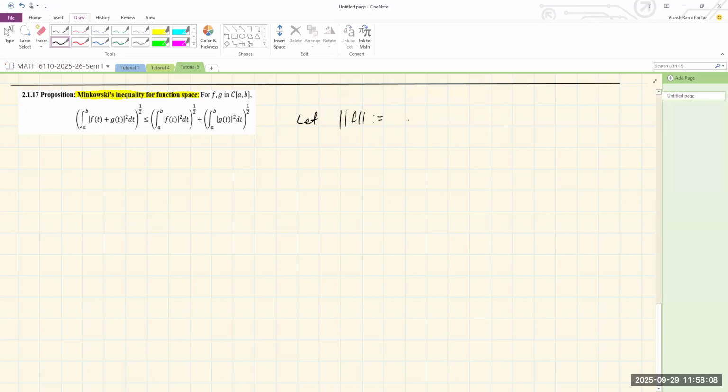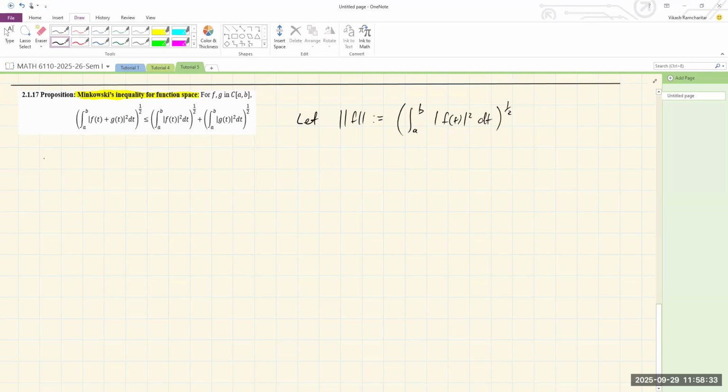So again, I'm just going to define this to be the same thing as with the Cauchy-Schwarz inequality: the square root of the integral from a to b of the modulus of f squared dt. This was the same definition that we just used to prove the Cauchy-Schwarz inequality. Again, we're going to define it the same way.